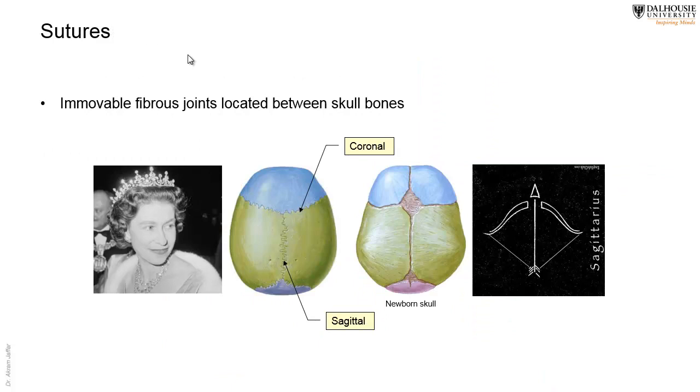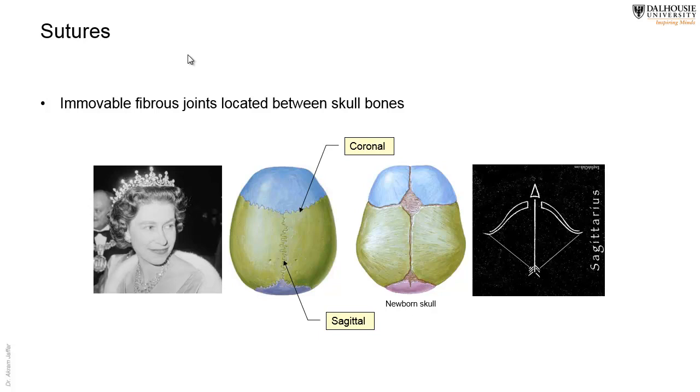Many of the bones of the skull are connected by fibrous joints, which are called sutures, and these are immovable joints. In the adult, they are immovable joints. Remember, you have seen this slide before when we were talking about the planes of the body. So we have a sagittal suture here, which is located in the sagittal plane, and there's a coronal suture here, which is located in the coronal plane of the body.